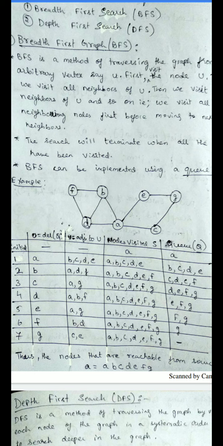Okay, so this is how you can perform the operation. First you visit the source node, from the source node you can visit any of the neighboring nodes, and from there other nodes you can move on, and this process works in the form of a queue. Okay, so this is the process for BFS.